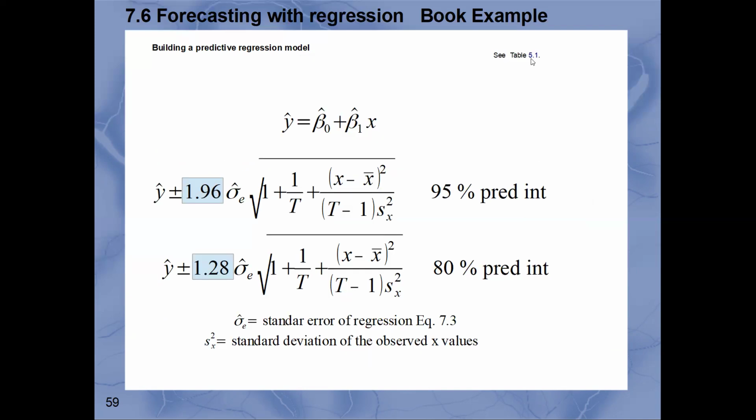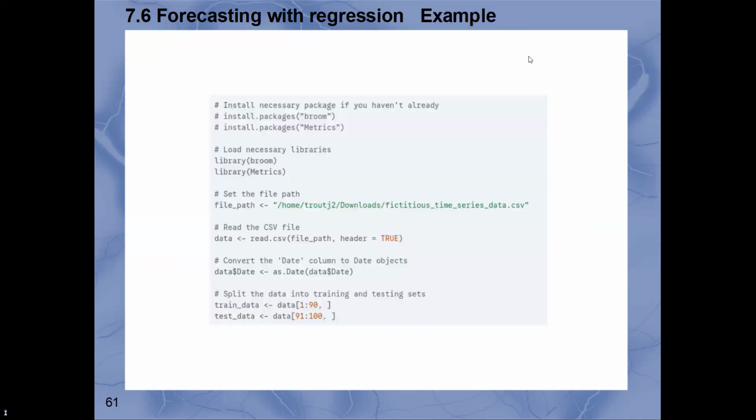And I'm sorry, this should say table 7.1, not 5.1. So we can install some packages to do this work. One of them is called Broom and the other one's called Matrix.